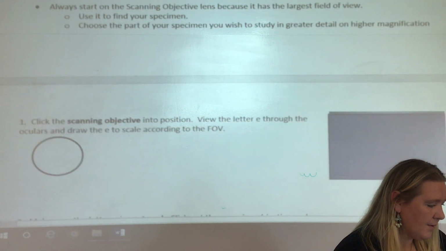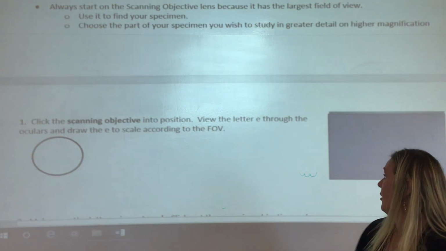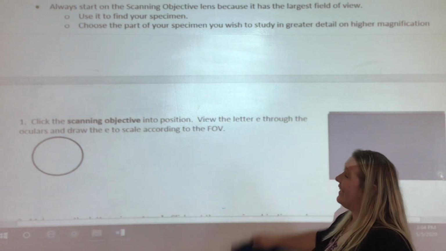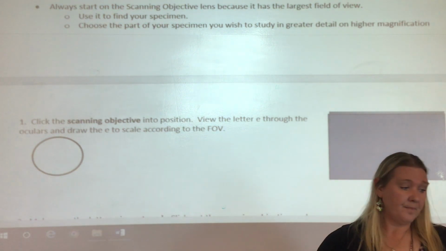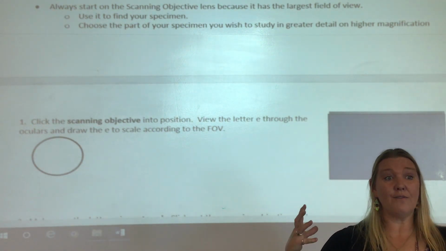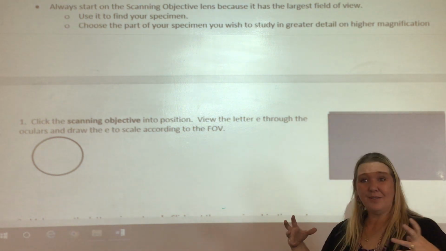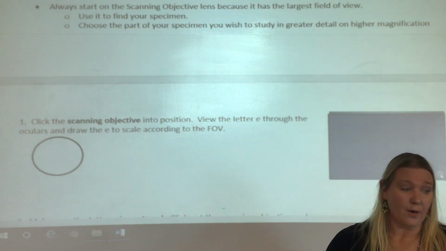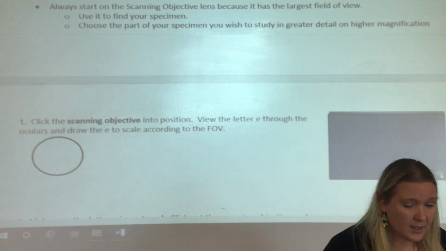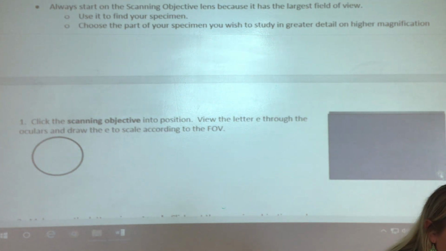All right, so like I said when we were doing parts of a microscope, you're going to start with the scanning objective, the smallest one, okay? It has the largest field of view, okay? And you're going to be able to see the most to find what you're looking for, okay? So I'm going to switch to the microscope that's here on our table, and I have a slide already on there. It takes just a second to convert over. I have to hit the right button.